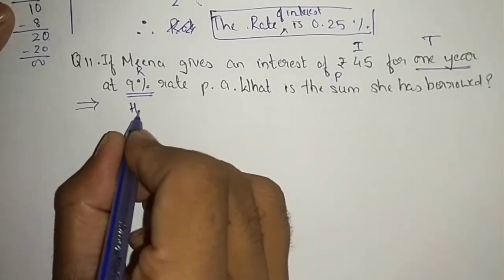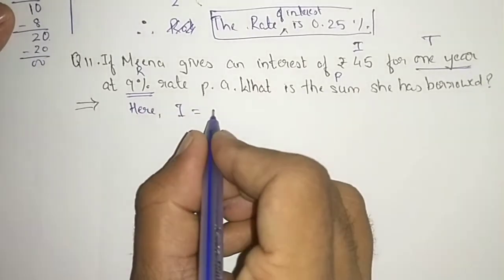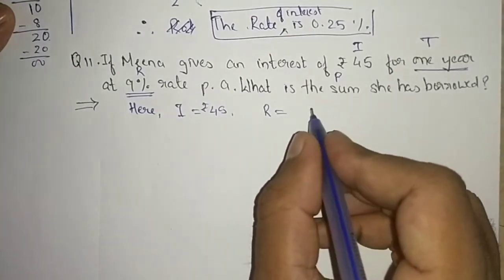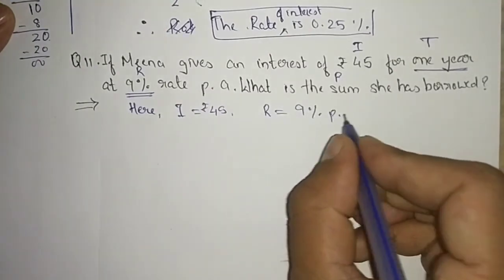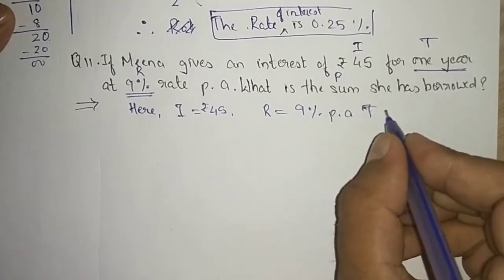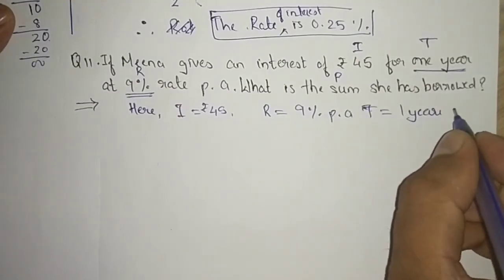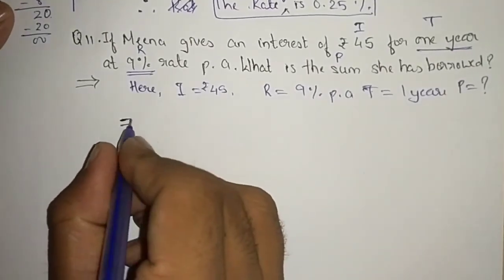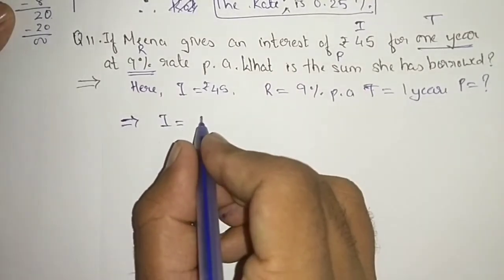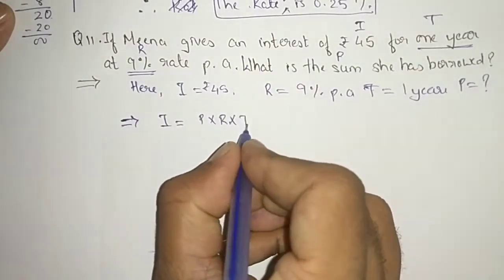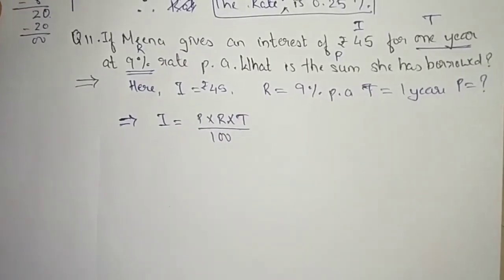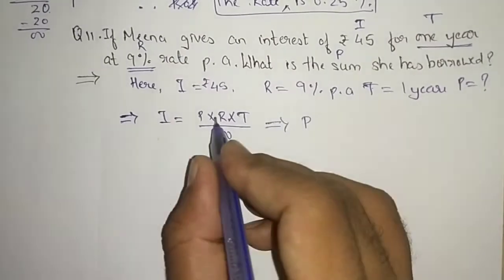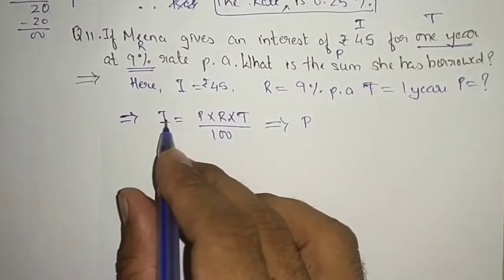So we will write here: I is equal to rupees 45. Rate of interest is equal to 9% per annum. Time period is equal to 1 year, and the principal we are supposed to find. So the formula is I is equal to P into R into T divided by 100. Since we are supposed to find P, we will keep P as it is over there only. The rest we will take to the other side.